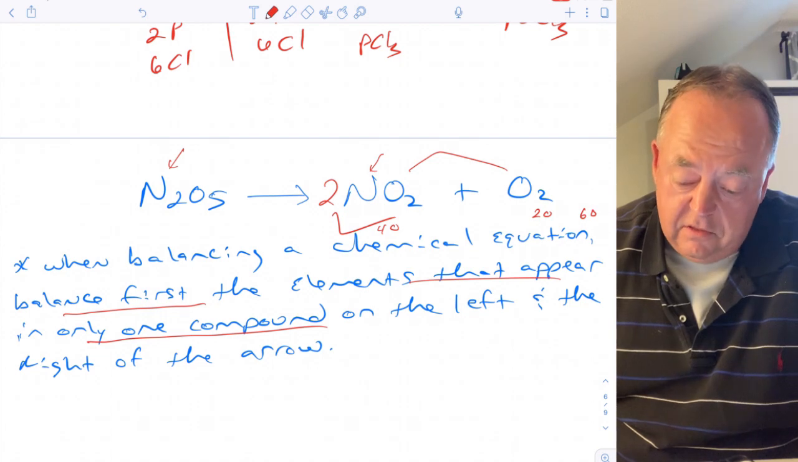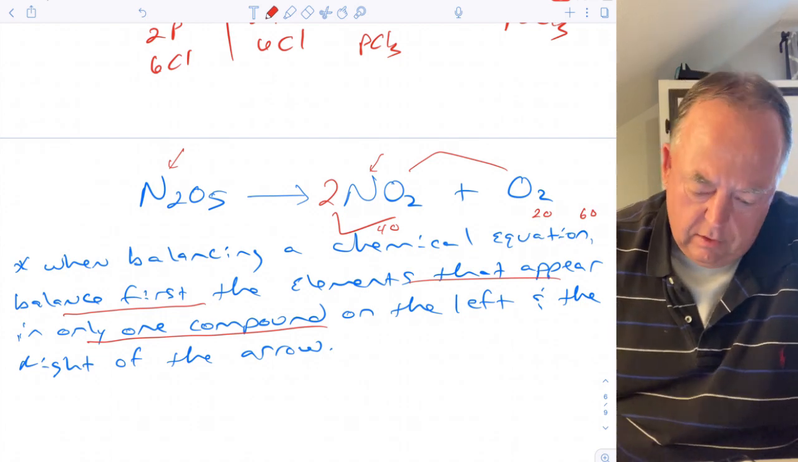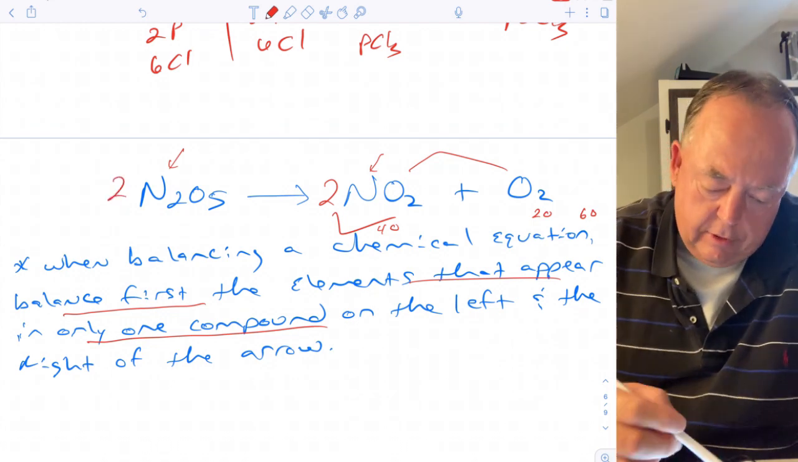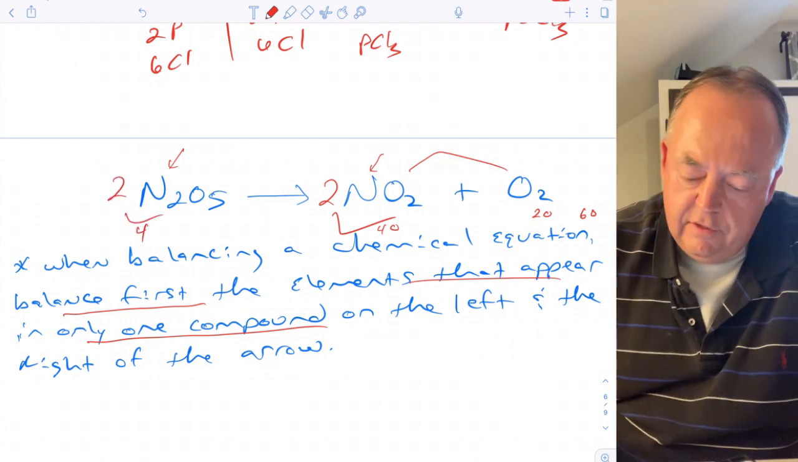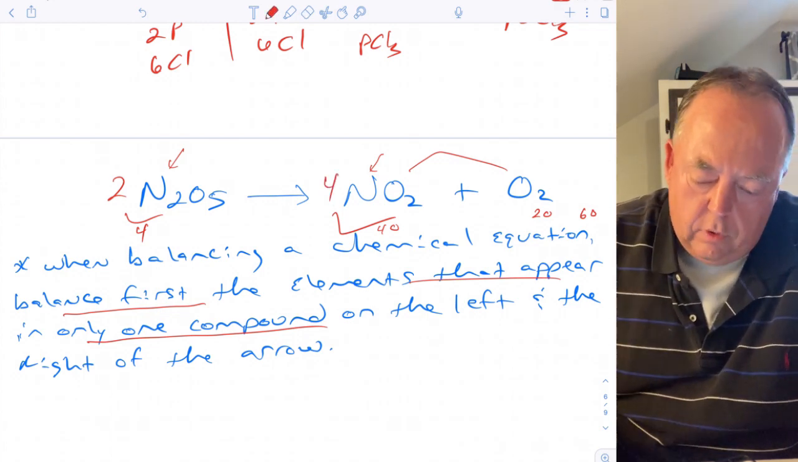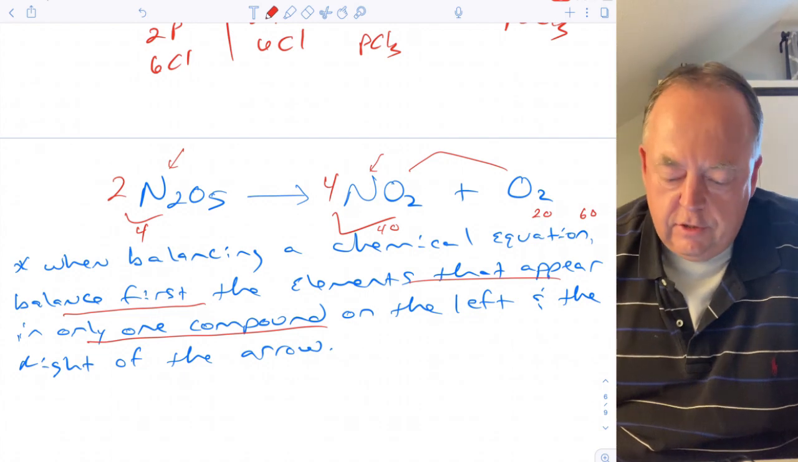Okay, so how are we going to fix this? So let's see. So let's do this. So let's put 2 here. So now there's 4 nitrogens on the left, and so now we have to fix this. So let's erase that, and we'll put a 4 here. So now there's 4 nitrogens on the right.